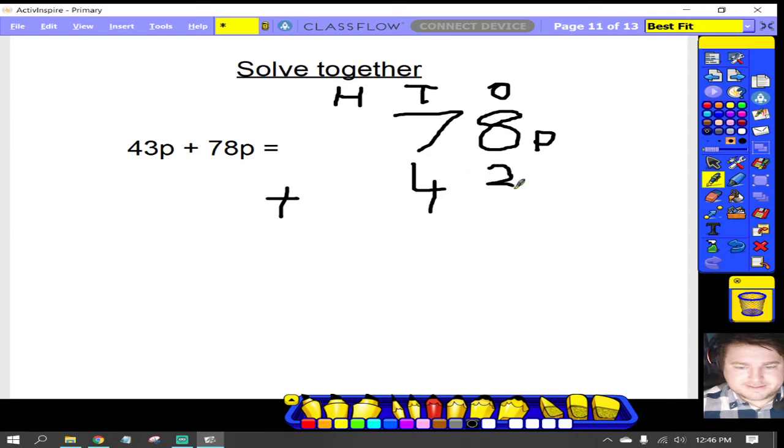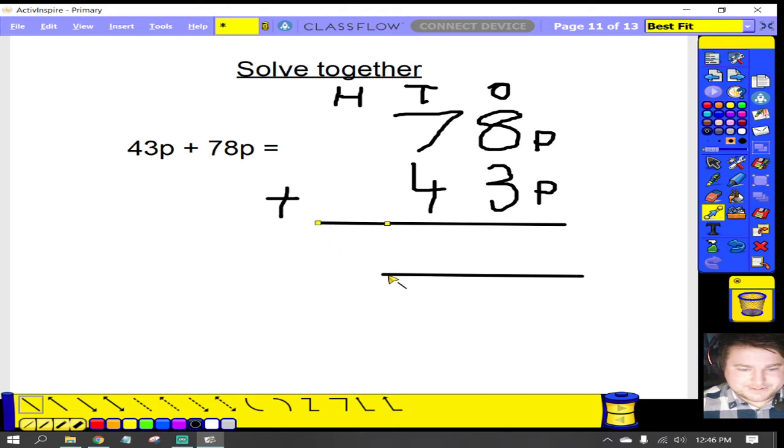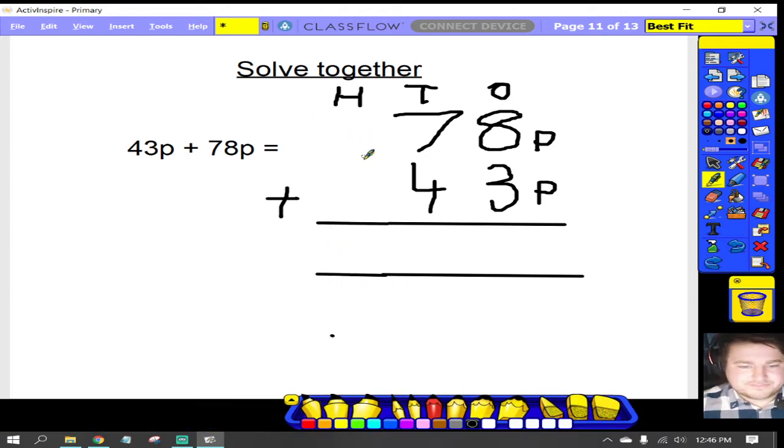43. 4 tens, 3 ones. Lovely. Oh, I'm going to actually need this bit as well. Okay. Hundreds. Nothing yet. We always start on the ones. And we do 8 of 3. 8 of 3. 8, 9, 10, 11.